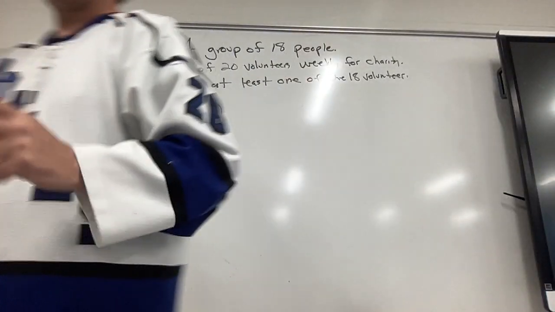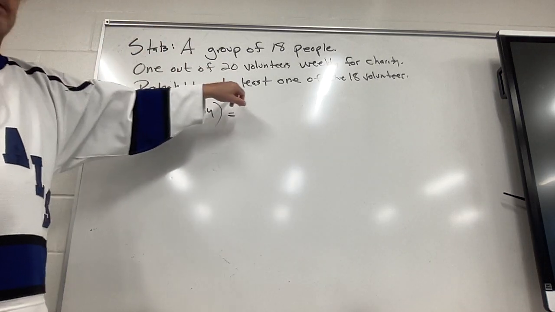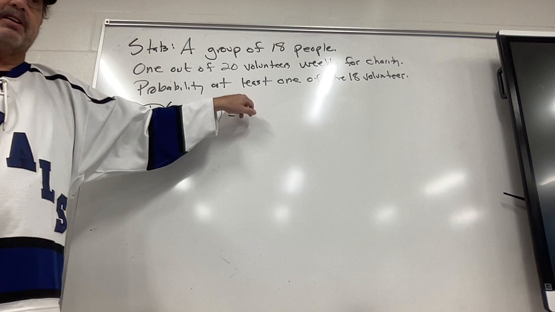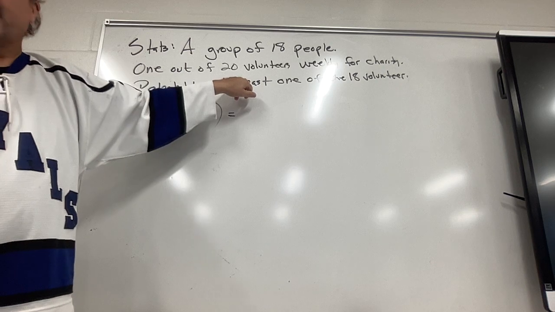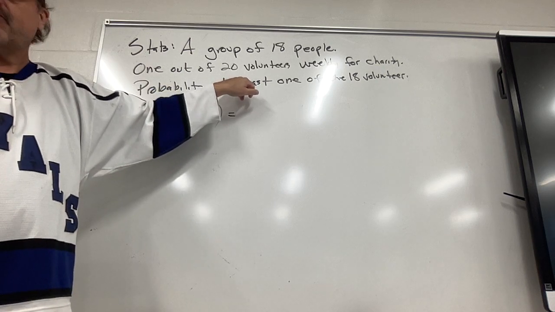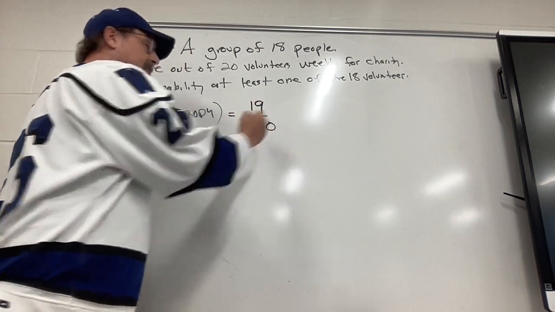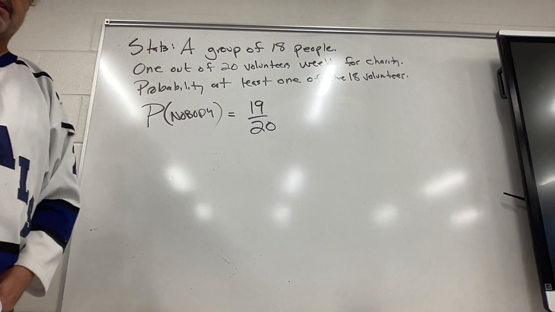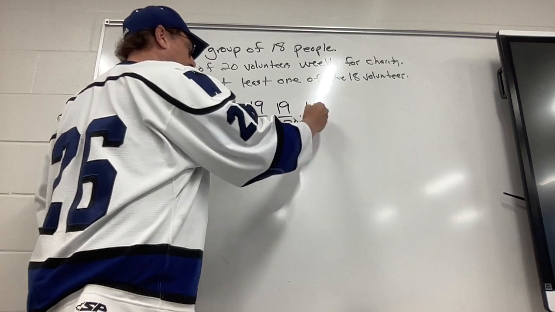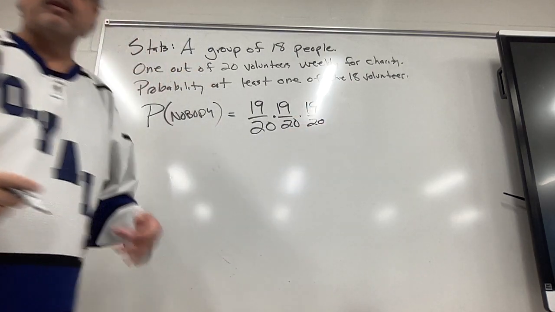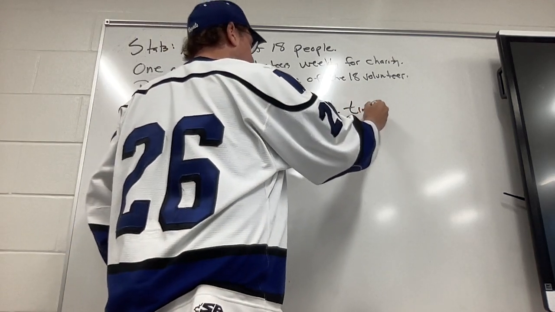A person comes in that room. What is the probability that they are not a volunteer? 17 out of 18. Does that make sense? I'm sorry. 19 out of 20. 1 out of 20 volunteers, so 19 out of 20 do not. Shake your head. So the probability the first person is not a volunteer is 19 out of 20. The probability the second person in the class does not volunteer is 19 out of 20. The third person, 19 out of 20. Make sense? Cool. And that all goes on for all 18 people.